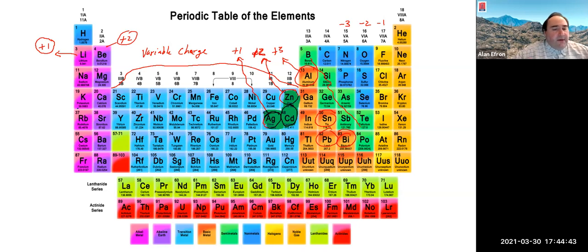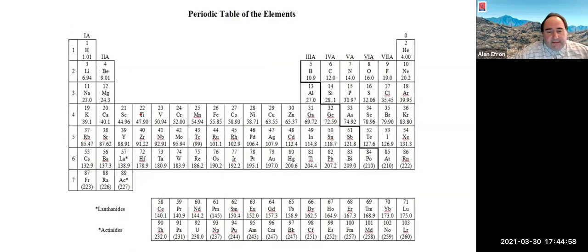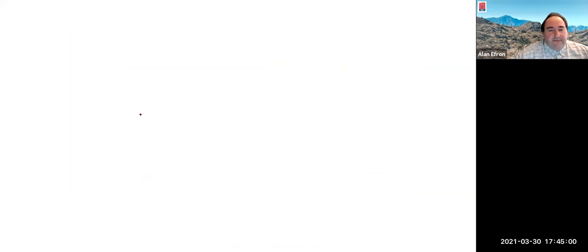Again, it's important to know these charges because it's going to help you put the formulas together correctly when we're dealing with formulas, and also help you with naming as well. So let's take a look at the basics. That's another periodic table in case you missed the first one there.